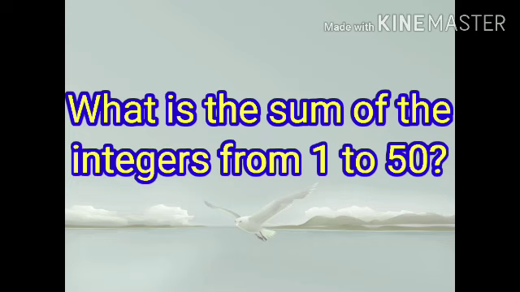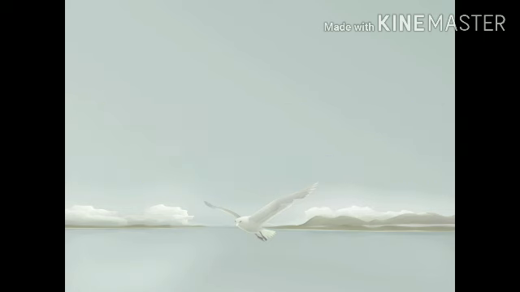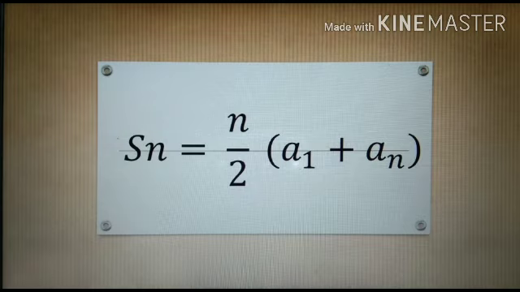What is the sum of the integers from 1 to 50? If the first and the last term are both given, use the formula S sub n is equal to n over 2 times the quantity of the first term plus the last term.